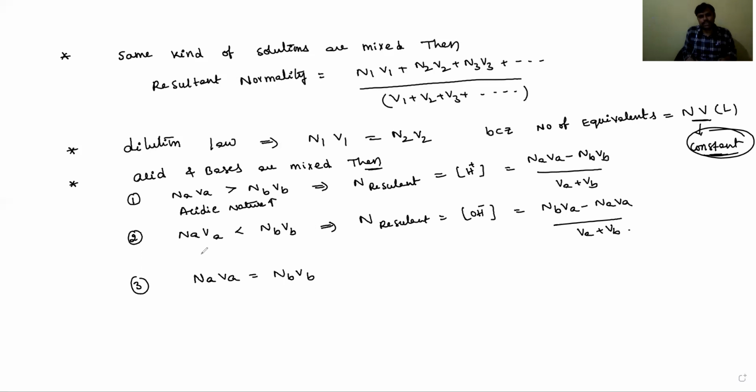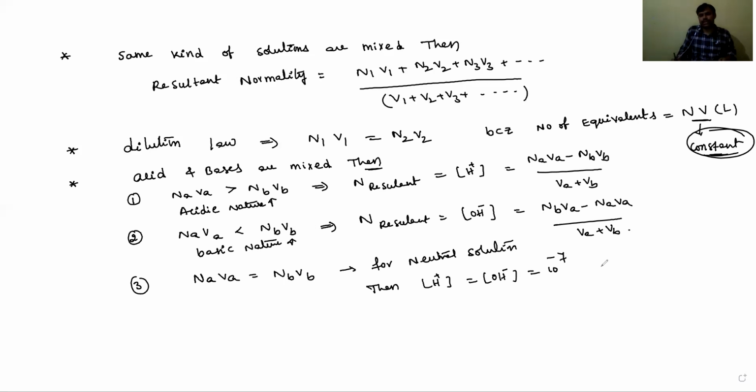In the first condition, acidic nature is more. In the second condition, basic nature is more. In the third condition, for neutral solutions, NaVa is equal to NbVb. Then the H plus ion concentration is equal to the OH minus ion concentration, which is equal to 10 to the power of minus 7 at room temperature, that is 25 degrees centigrade. So these are the important relations related to normality.